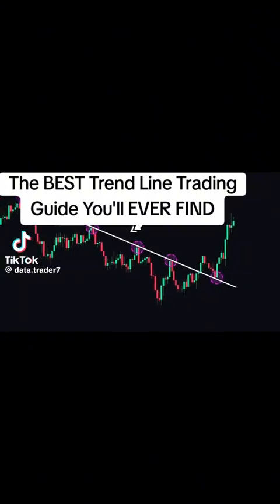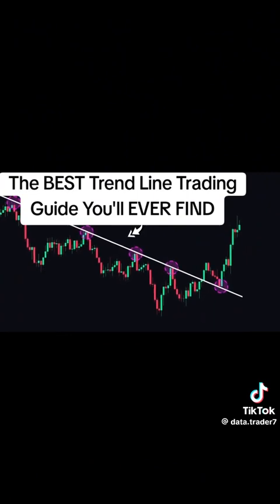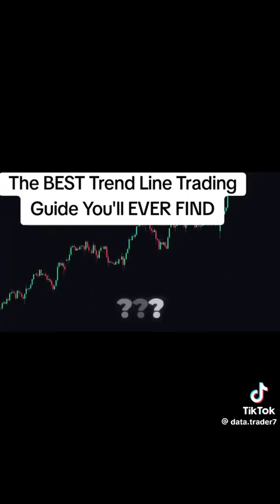Trend lines are one of the most powerful tools in trading. But the problem is, most traders are still using them completely wrong. The most confusing part about trading trend lines is that every trader seems to draw them differently. Take this chart for example.